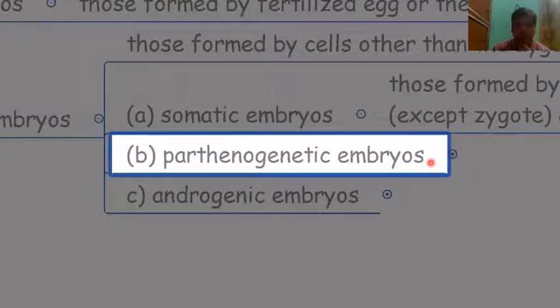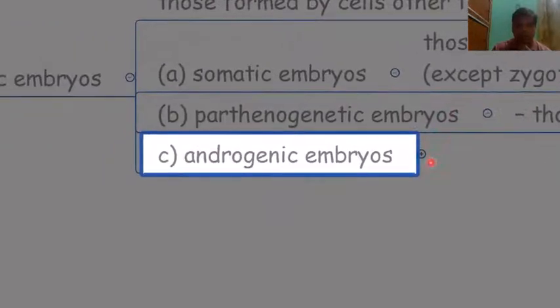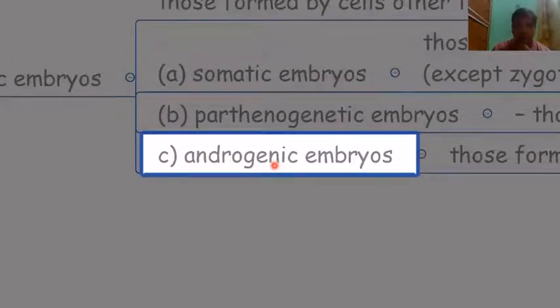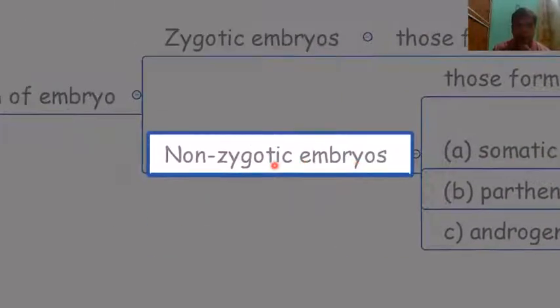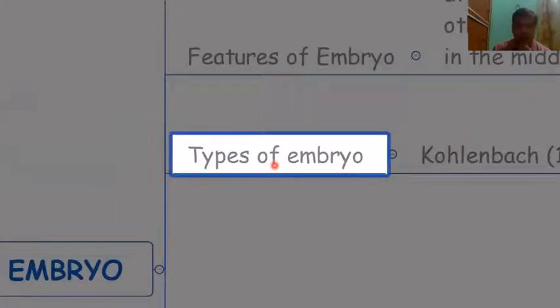Then we have the parthenogenetic embryos. These are the embryos formed by the unfertilized egg cell. Then we have androgenic embryos. Androgenic embryos are those embryos formed by the male gametophyte, that is the microspore or the pollen grain. Now, with the three types, androgenic, parthenogenetic and somatic embryos, which are the types of non-zygotic embryos, we have completed the types of an embryo.